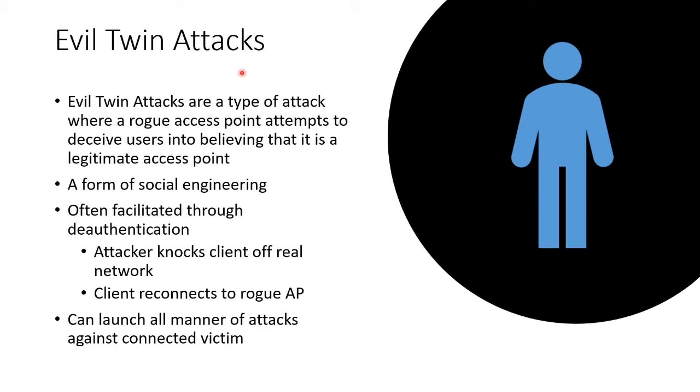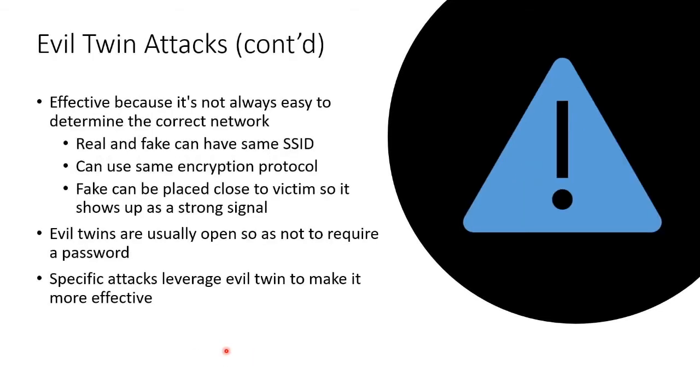So evil twin attack. It's a type of attack. You have a rogue access point. We're trying to deceive users into believing that it is a legitimate access point. It's a type of social engineering. We often help by deauthenticating a client. We'll knock the client off the real network and hope they reconnect to our rogue, which, by the way, has a little bit higher power, so it's higher up in the list. Then from there, we launch all manner of attacks against the connected victim, typically trying to grab their usernames and passwords.